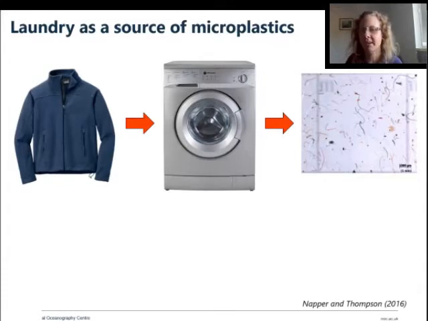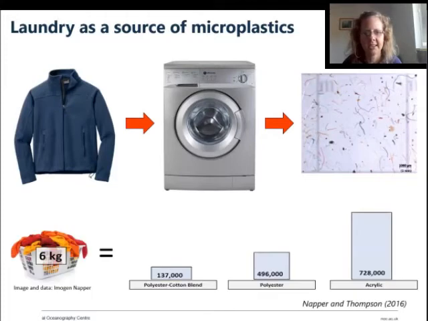Laundry, we know, is potentially one of the largest sources of microplastics, especially microfibers, to the environment, and especially via wastewater treatment systems. So just as an example, you might wash a fleece jacket. So this is a plastic-based material such as polyester. This goes into your washing machine and the fibers are released. And research has shown that one laundry load, which is on average 6 kilograms of clothing, can release more than 700,000 microfibers in just one wash. So this is really a significant number.